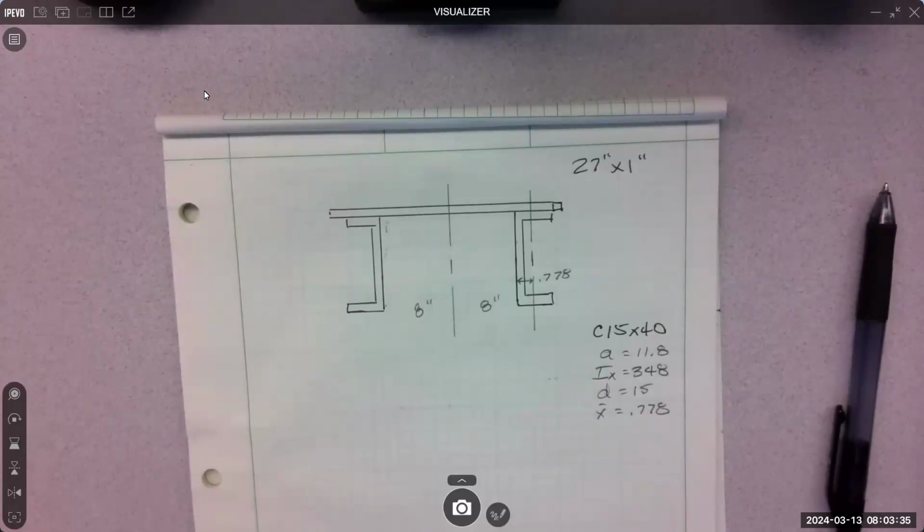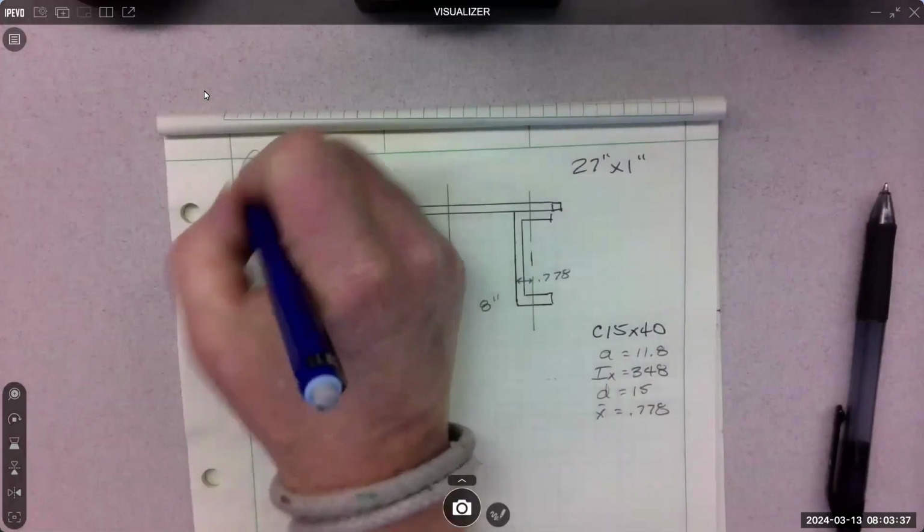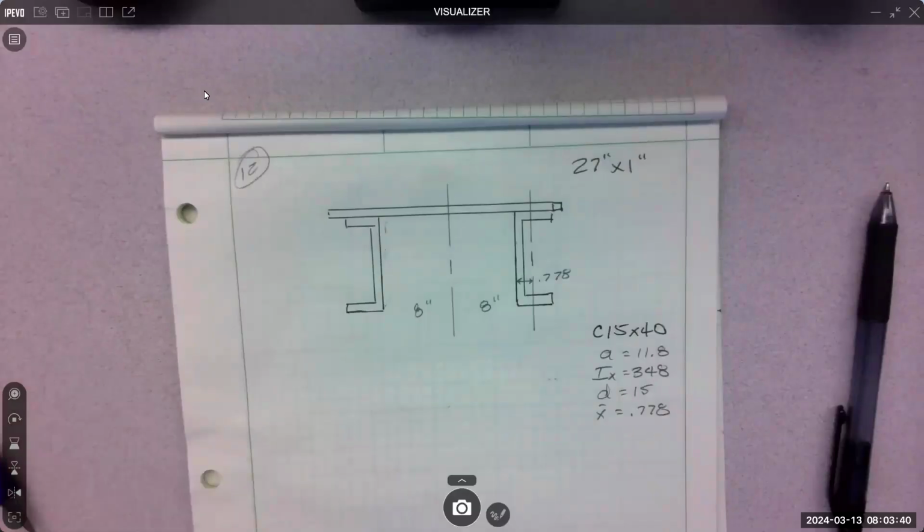All right, number 12. 12? Yes. Hold up. Hold up? No.